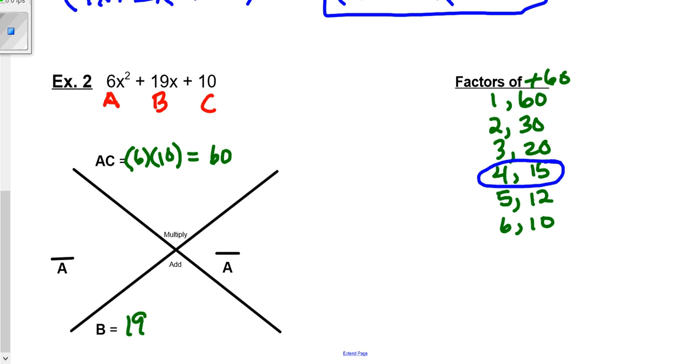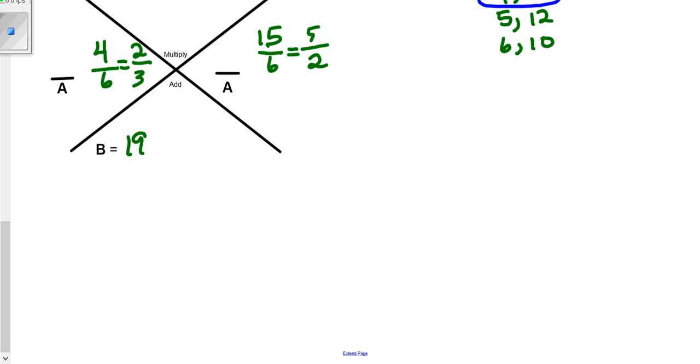And we're going to go back over here to the X, and we're going to put 4 here and 15 here. We're going to divide by whatever our A is. Our A is 6. We're going to divide by 6. Always reduce your fractions. So this is going to reduce: 2 goes into 4 2 times. 2 goes into 6 3 times. Here, 3 goes into 15 5 times. 3 goes into 6 2 times. Now we got all our pieces. We can write our final answer.